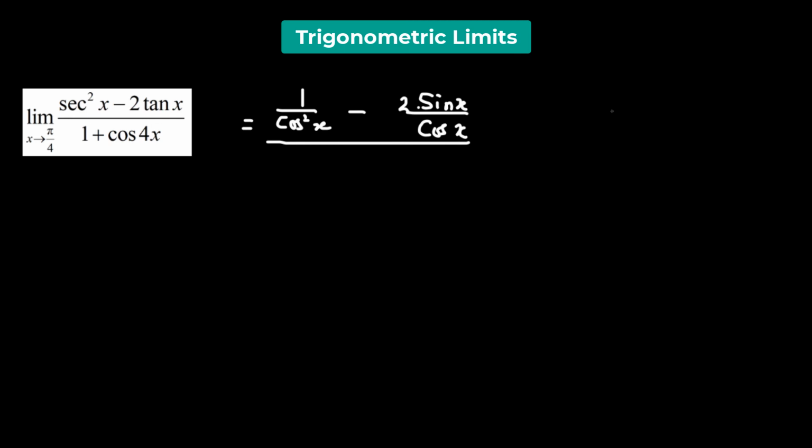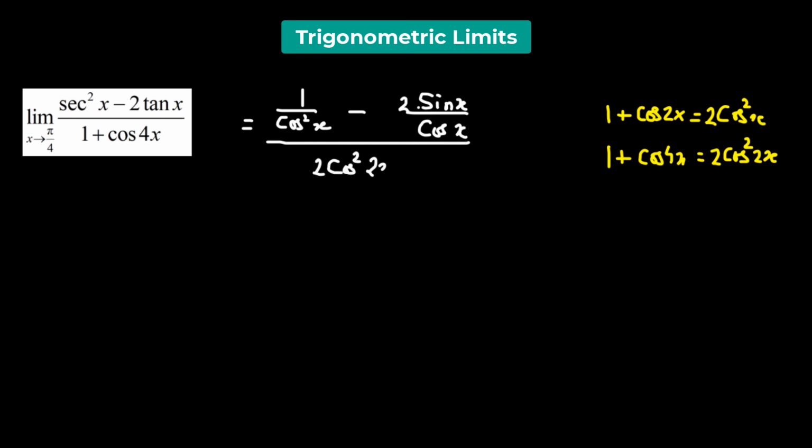Now we have the identity 1 plus cosine of 2x is equal to 2 times cos squared x. So 1 plus cosine of 4x will become equal to 2 times cosine squared of 2x. So we have 2 times cosine squared 2x in the denominator. Now combining the two terms in the numerator is going to give us 1 minus 2 times sine of x times cosine of x, divided by the cosine squared x.